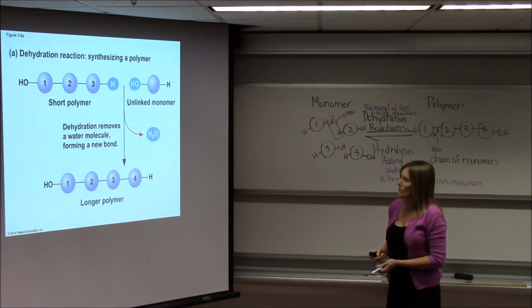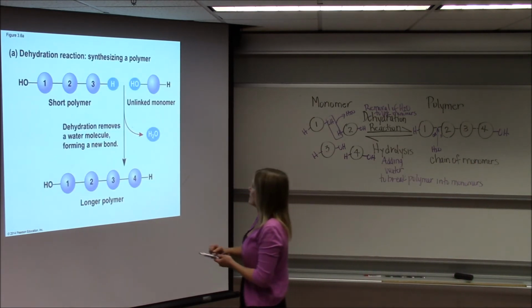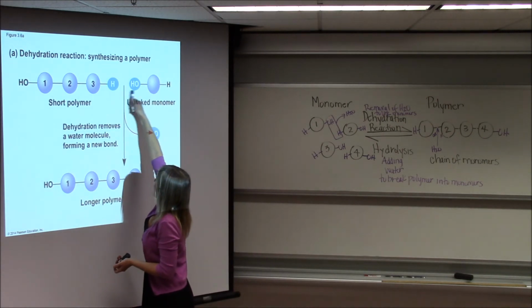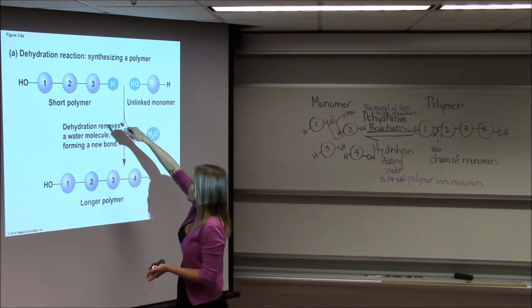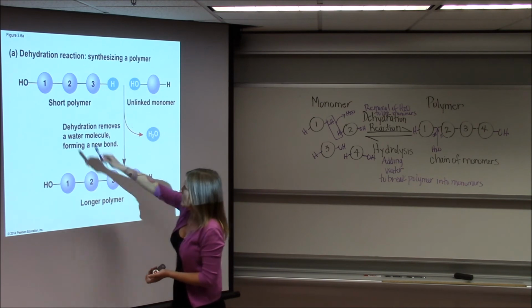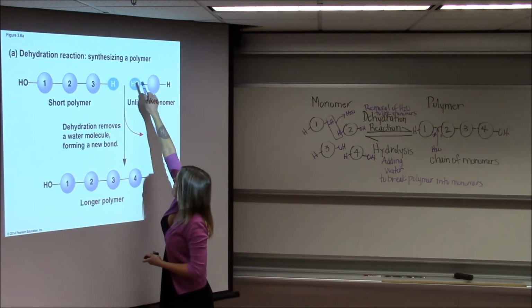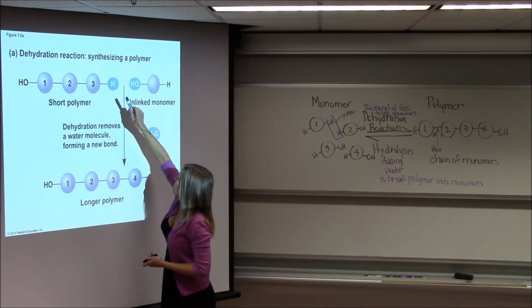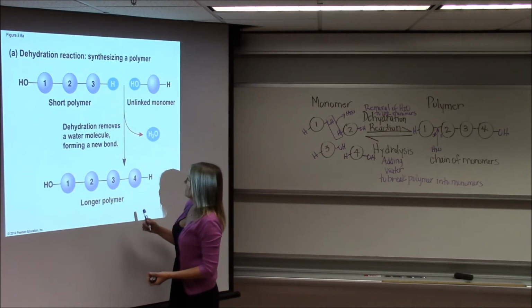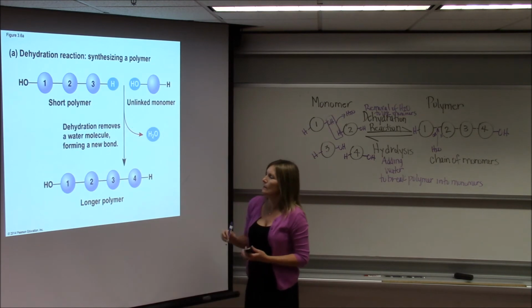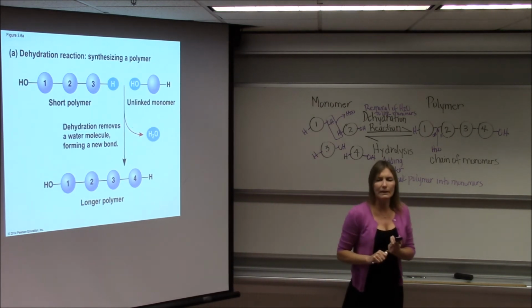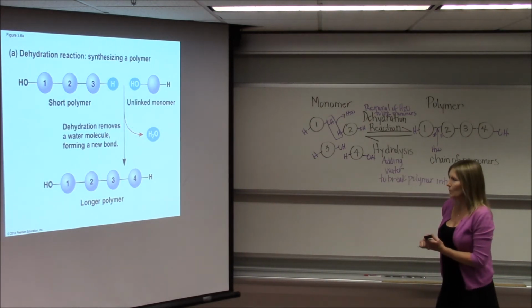So this shows dehydration. In this example, they're just taking this fourth one and linking it up. The first three have already been linked. You can see that this already has a hydroxyl end. So we're going to take hydroxyl group from one, hydrogen from another, link them together. Removal of water, dehydration. That's how we're going to link monomers together to form polymers.